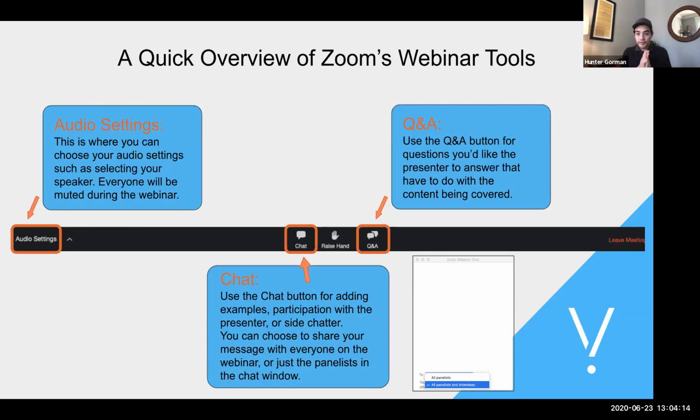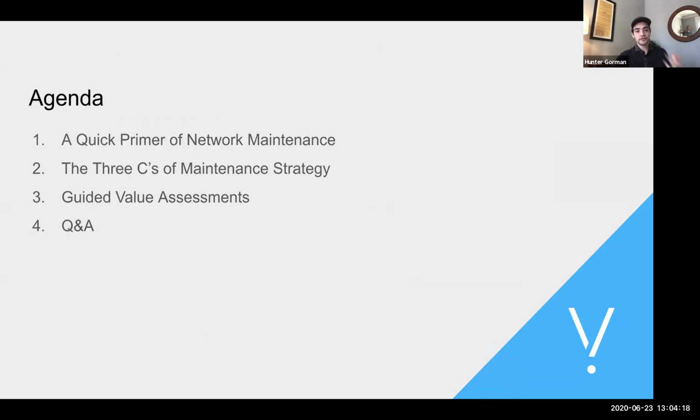So without further ado, I think we'll just jump right in. This is our quick agenda. We're going to go over a very, very brief primer to network maintenance, kind of the nuance to a couple of different ways that different companies do it. We'll talk about the 3 C's of maintenance strategy. That's what everybody came for. And so we're excited to get into that and kind of peel back the curtain of what we believe creates valuable maintenance strategies here in 2020.